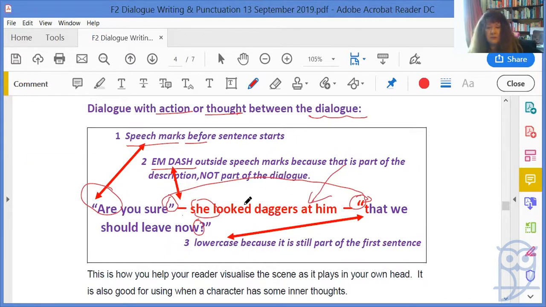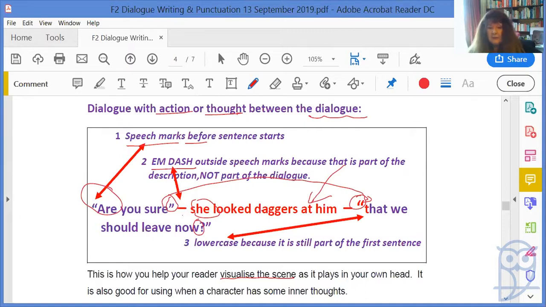That's part of the description of the person. So really, your speech continues after that. Why do we put it there? Because this helps your reader visualize the scene as you play it in your head. You've got a character in your head. You imagine what they look like. You imagine what they talk like. And you want to get it on paper to convey that message to your reader.